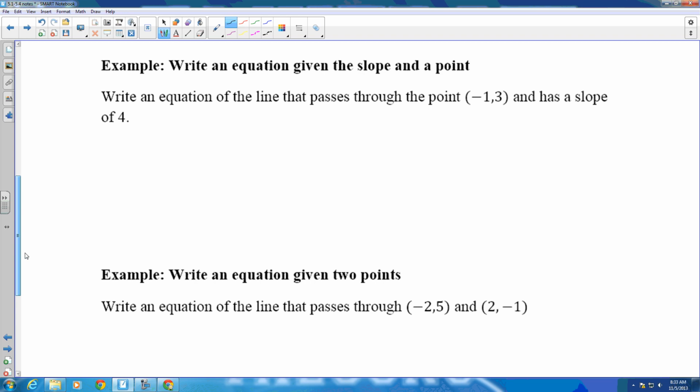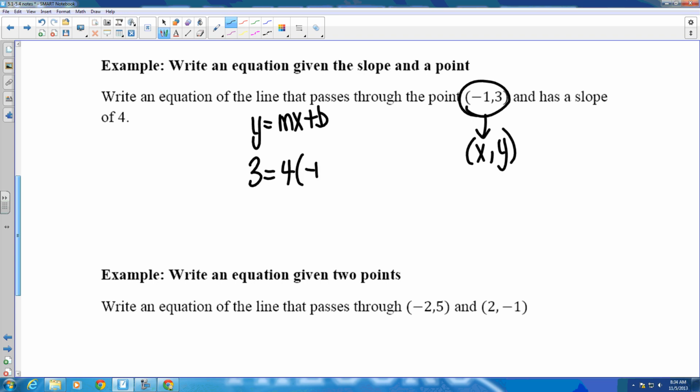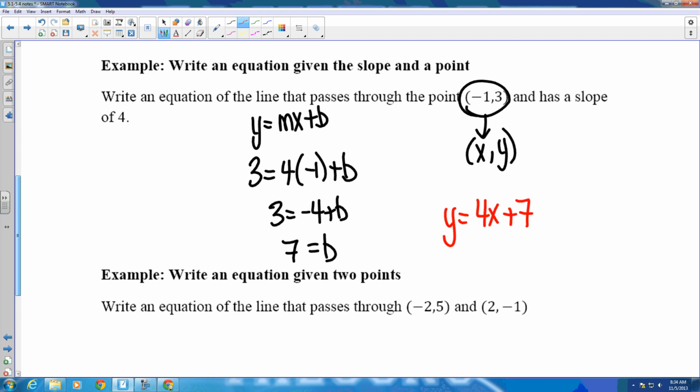Write an equation of a line that passes through a point and has a slope of 4. So we have to use the point that we're given, remembering that the first value is x, the second value is y, to put them in accordingly, and we have the m as well. So 3 equals m, which is 4, times -1, plus b, to find out what the b value is. 3 equals -4 plus b, or 7 equals b. So now we can write the equation, y equals 4x plus 7.